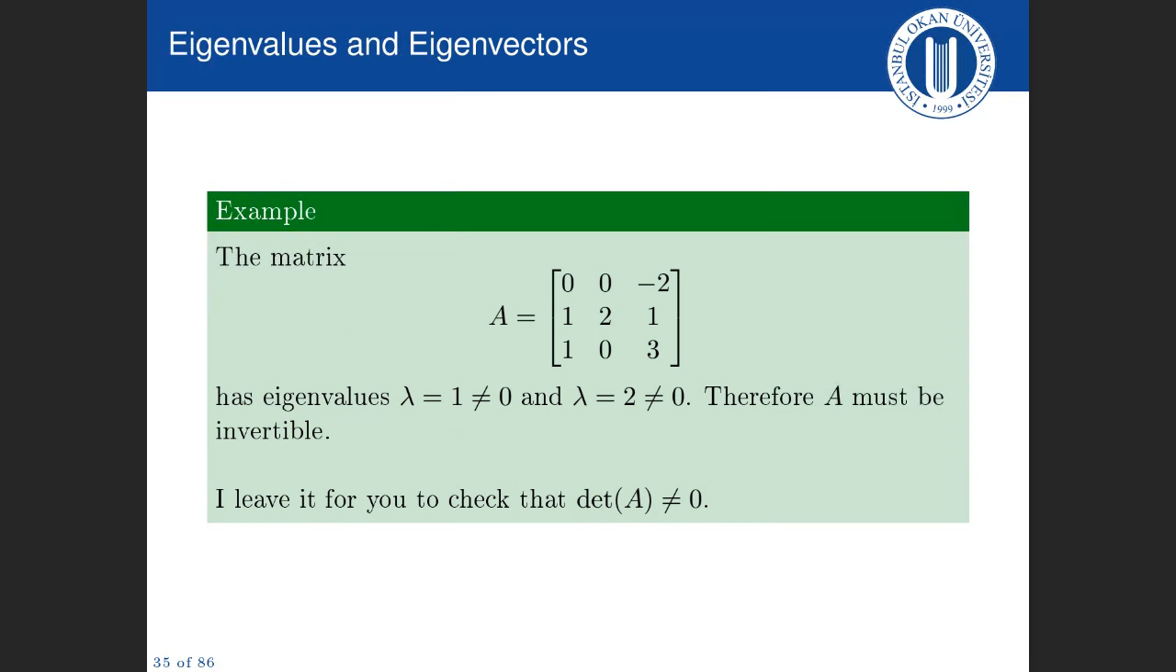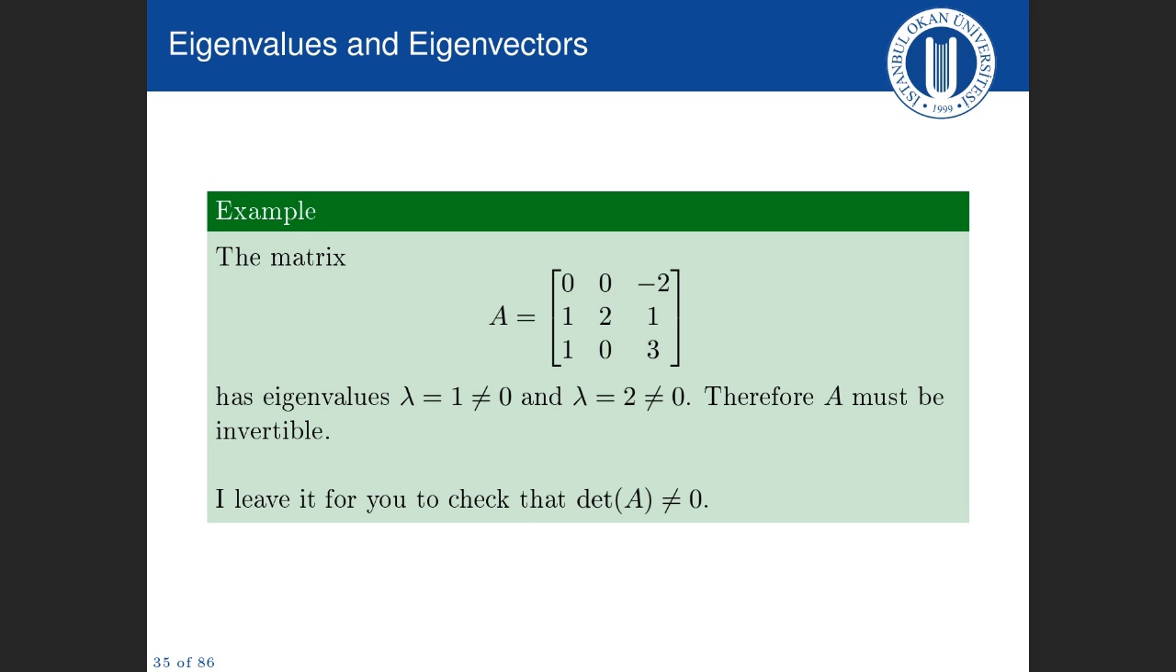For example, this 3 by 3 matrix, we've looked at before, we've found that the eigenvalues are 1 and 2. 1 is not 0 and 2 is not 0. 0 is not an eigenvalue of this matrix, so straight away from this theorem we now know that A must be invertible.